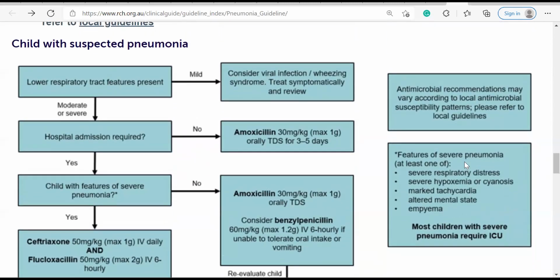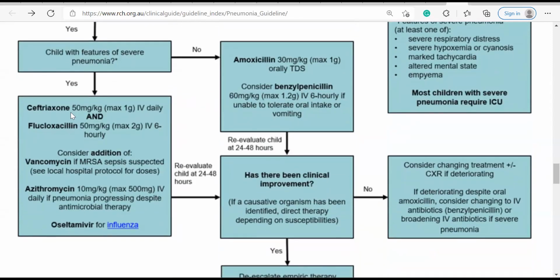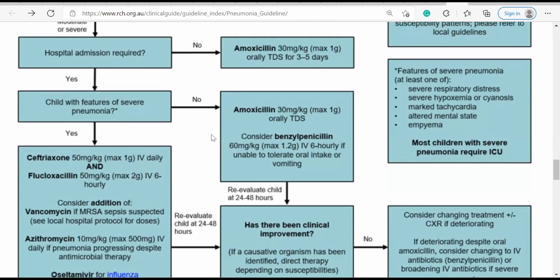For someone who has severe pneumonia, you need to admit the patient, do a chest X-ray, blood culture, and start IV antibiotic. So for a child with features of severe pneumonia, hospital admission is obvious, and you give IV ceftriaxone and IV flucloxacillin. Okay. Sometimes if you suspect MRSA, methicillin-resistant Staph aureus, then you need to add vancomycin also. But mainly we give ceftriaxone plus fluclox, and that's for severe pneumonia.